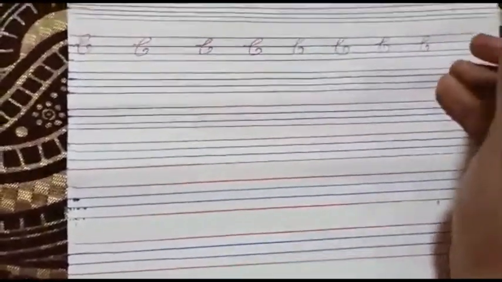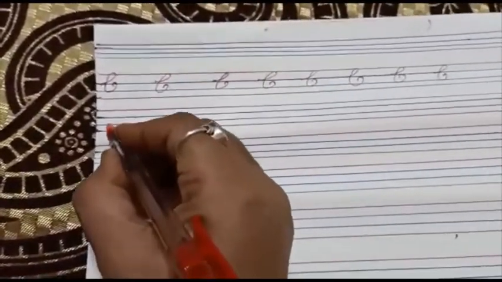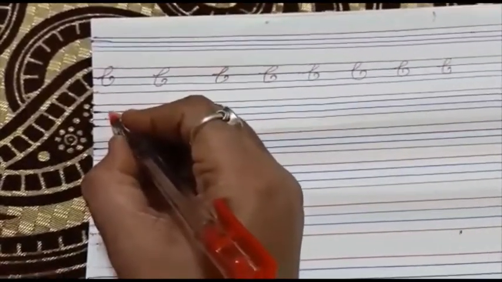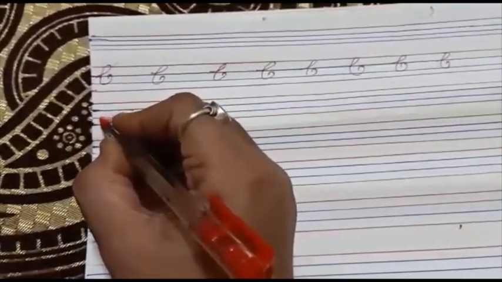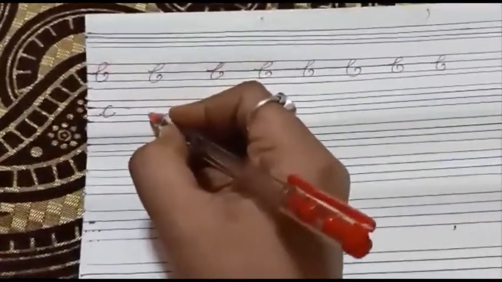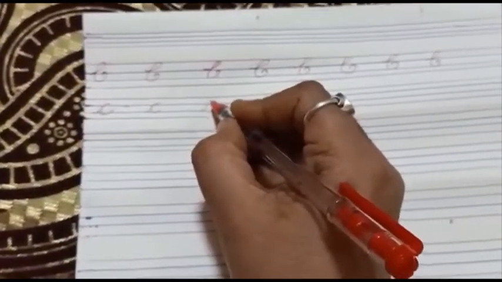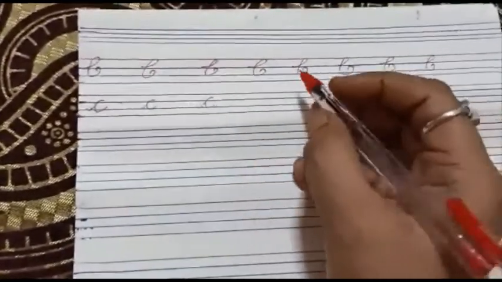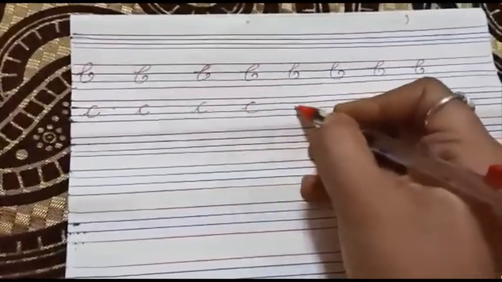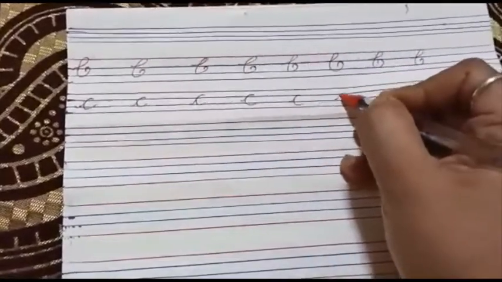Okay. Now I will show you how to write cursive small c. For writing small alphabet, we will use this blue line. We will not go on the red line. So in this manner, small c. Once you start writing the alphabet, you will not take your pencil up unless your alphabet is complete. This is small c.